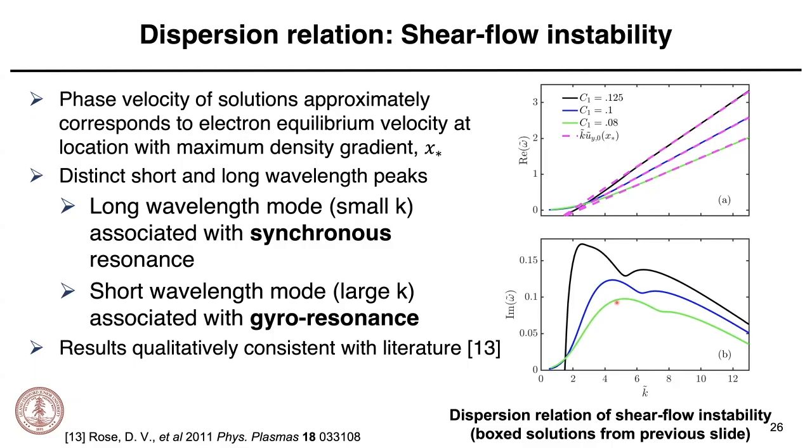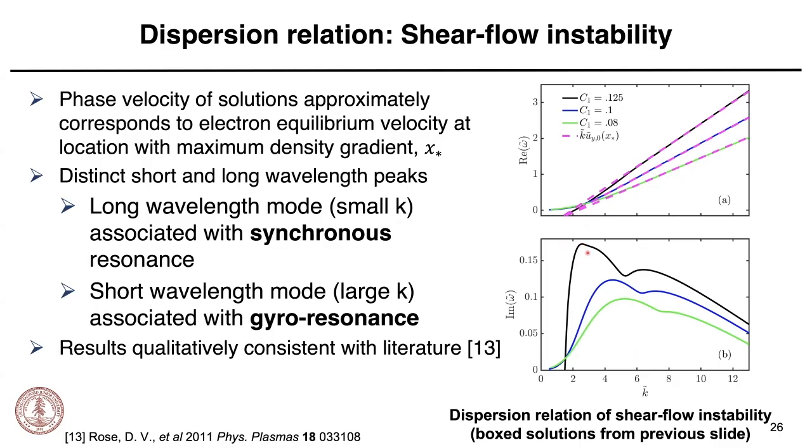So I took those 3 box solutions for different input conditions, and I'm plotting here the real and the imaginary components for a range of k, so essentially showing the dispersion relation. And essentially, we were able to recover the same behavior from regular shear flow instabilities. For example, here in the growth rate at the bottom, we see that we have these 2 peaks, and they're associated with essentially different types of resonances that are involved in these types of instability.